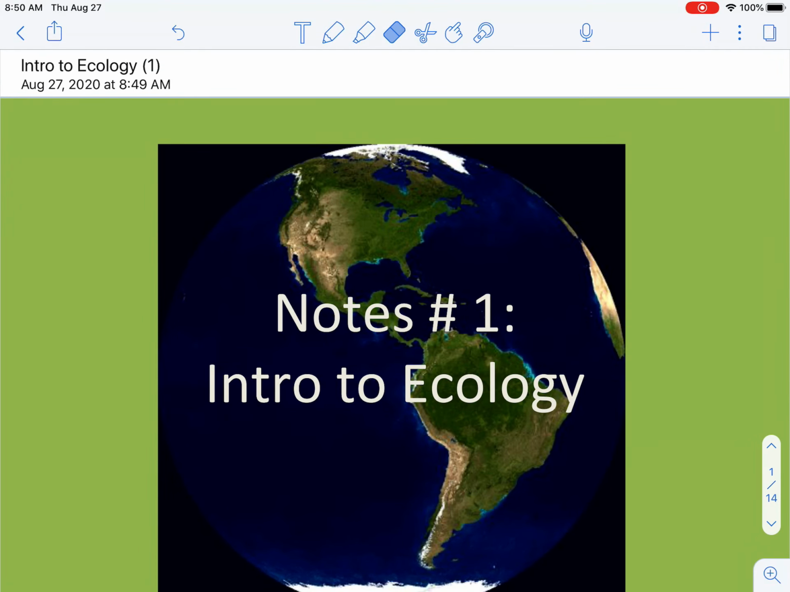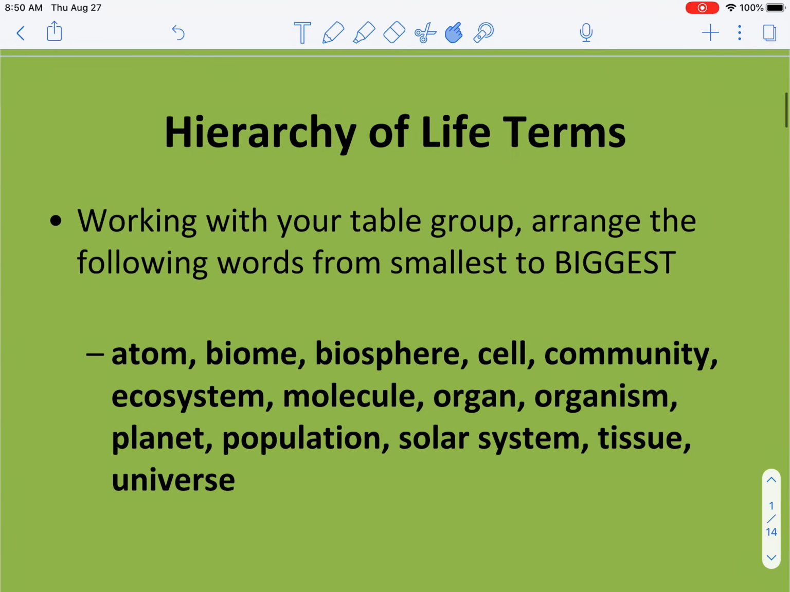So these notes are introducing us to this idea of ecology, what it is, and the different levels in order to introduce us to our new unit. So when we're thinking about ecology, we're often thinking about life. And as we'll talk about, it doesn't just include life, it includes non-living things too. But when we're talking about life, we can talk about small things and we can talk about big things.